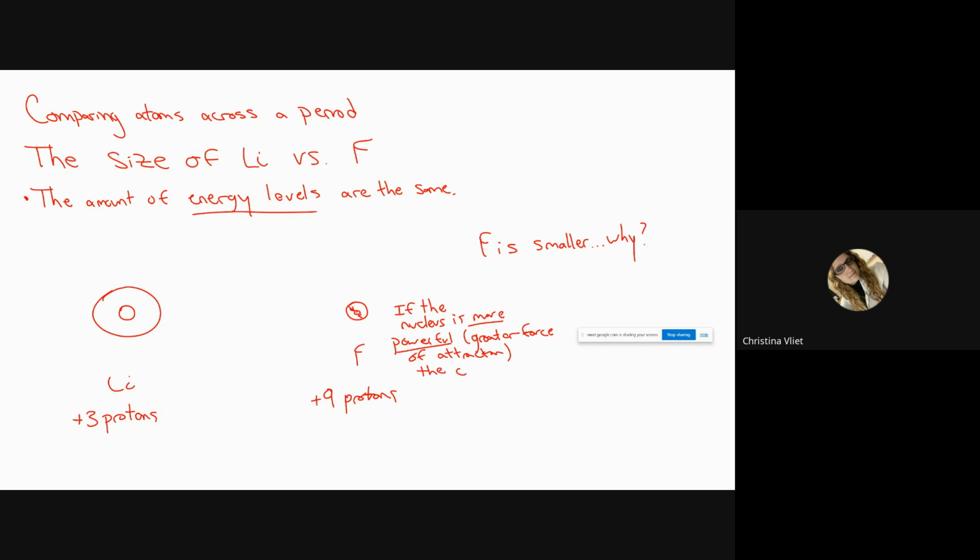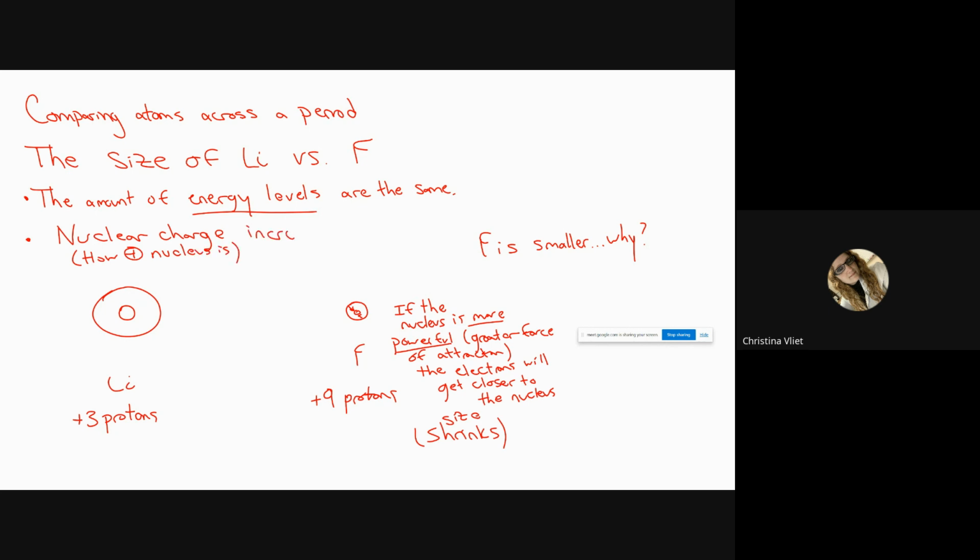the electrons will get closer to the nucleus. And if they get closer to the nucleus, that means the size shrinks. That's a good way of putting it. The size shrinks. And this actually has a fancy name. More protons in the nucleus is called nuclear charge. So the force of the nucleus is called nuclear charge, and that's how positive the nucleus is.